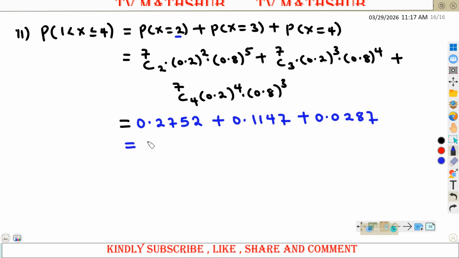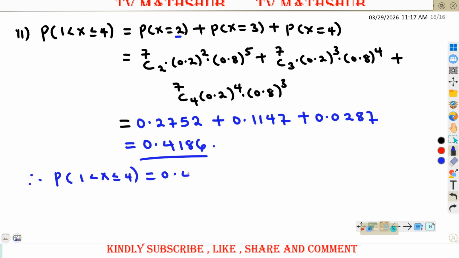So the value when we add, it should be around 0.4186. So therefore, that will be the probability of 1 less than x less than or equal to 4. So it will be 0.4186, and that will be your answer.